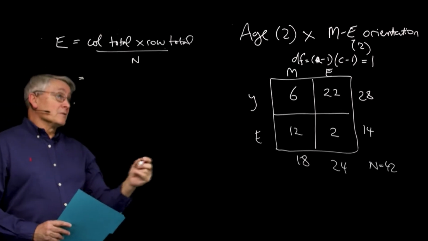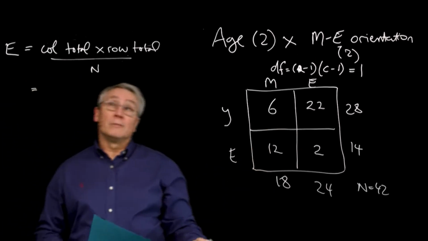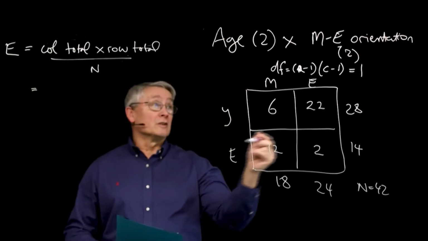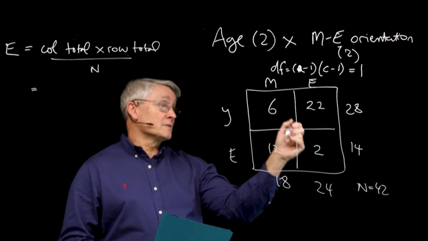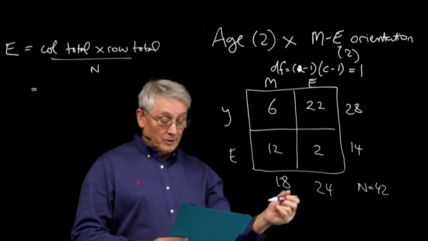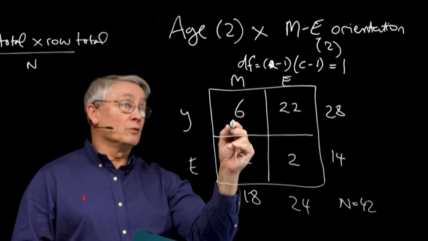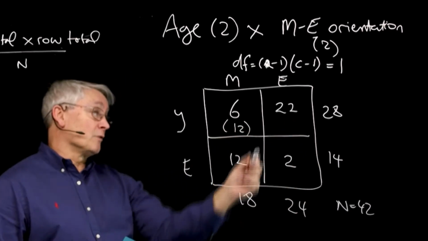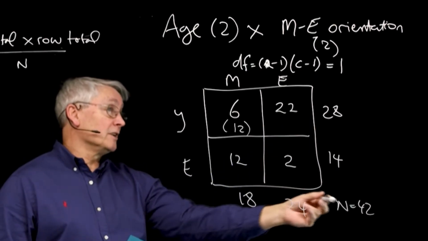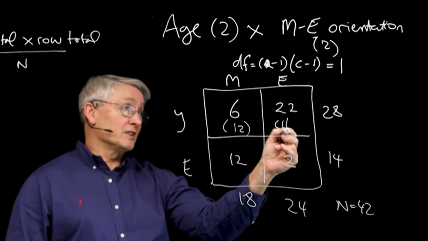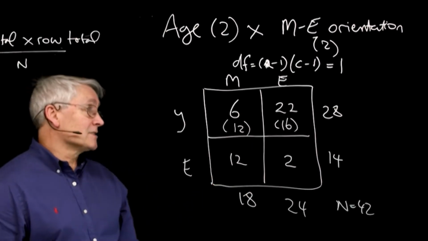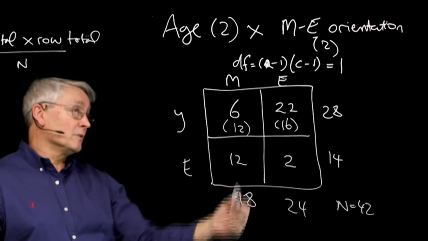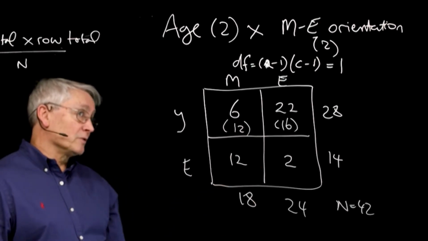And once we get the expected frequencies for each of these cells, we'll be able to then calculate a chi-square test from there. So when we look at this cell expected frequency, it's 18 times 28 divided by 42, which gives us a value of 12. We look at this cell frequency here, it's 24 times 28 divided by 42, which gives us a value of 16. And you can already see that there's a discrepancy between the expected frequencies and what we actually counted when we surveyed our 42 respondents.